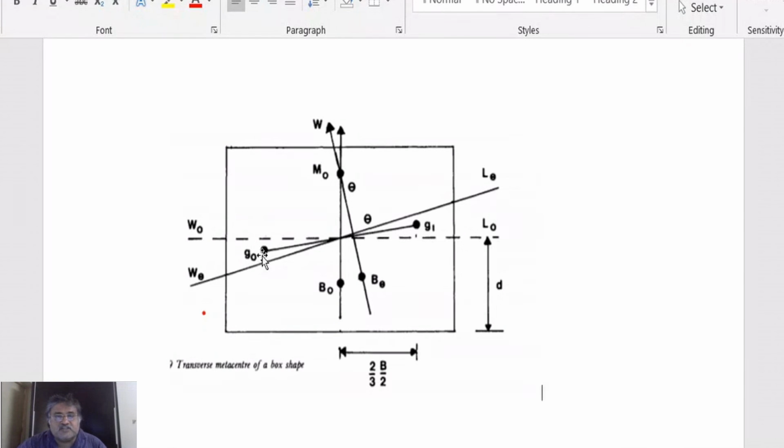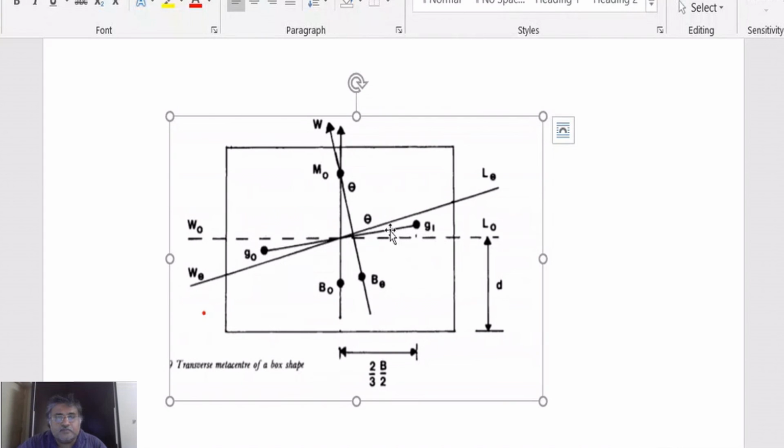So G0 is the centroid of this volume, and though it is called G, it is not the center of gravity actually. It's actually the centroid of volume. G0 has shifted to G1, which means G0 is the centroid of the initial volume that has emerged, and G1 is the centroid of the volume that has submerged.